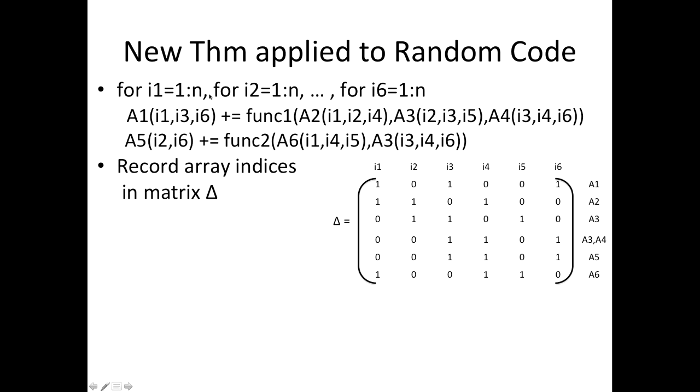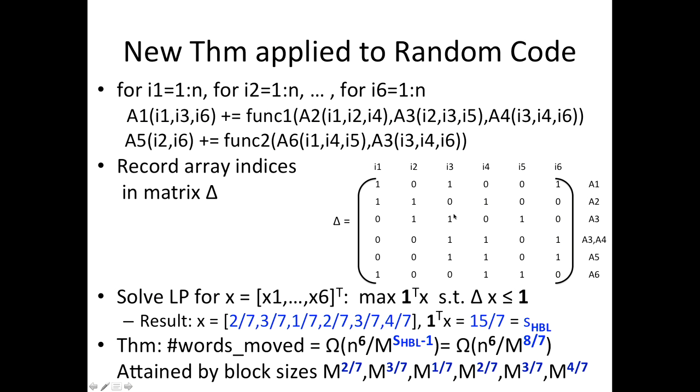So I wrote down a random 3 lines of code. And there's 6 nested loops, there's 6 arrays, they have random subscripts. I just kind of made it up. It's not real. But everything I need to know about this mess, I can embed in this 6 by 6 matrix of 0s and 1s. And it's the same as before, 1 row per array, 1 column per loop index. I solve the same linear program as before. It's now 6 by 6, no big deal. And out pops this magic number, which is 15/7.